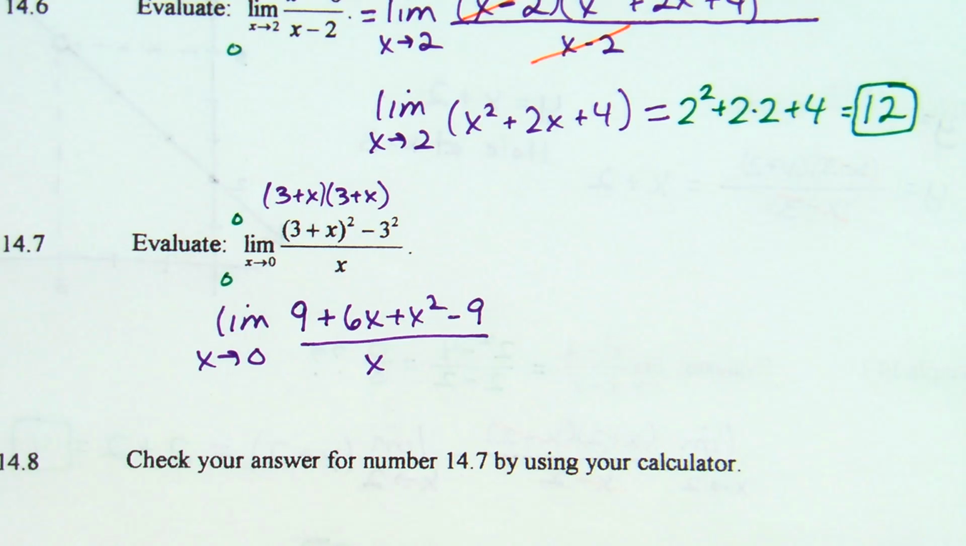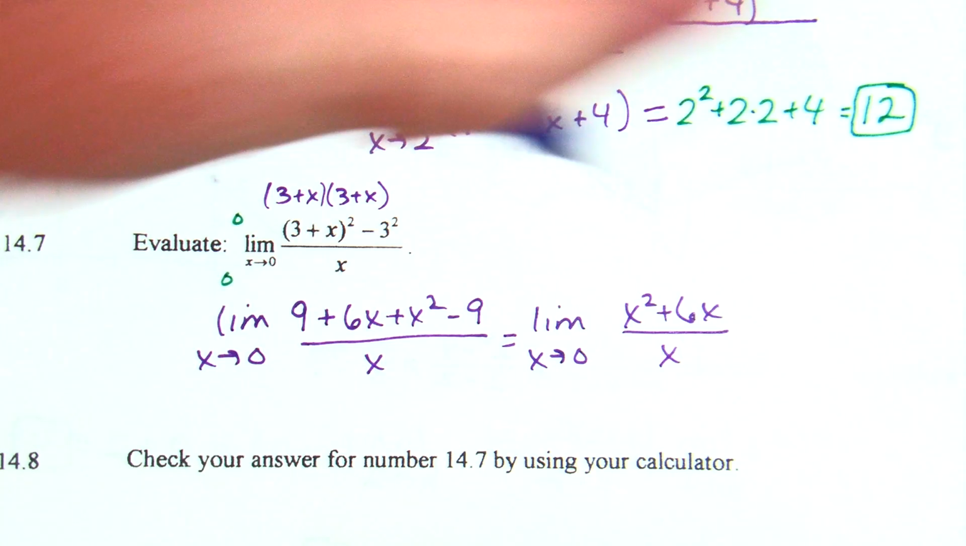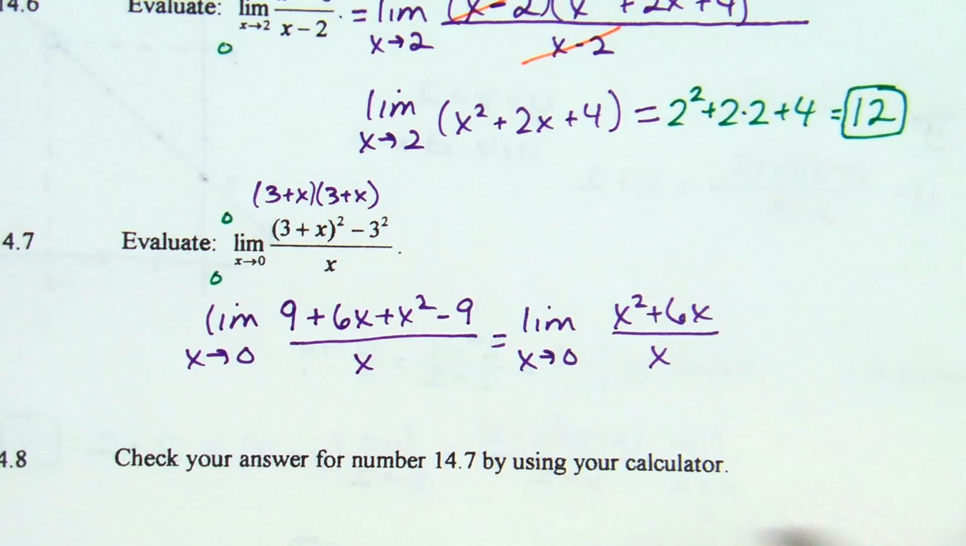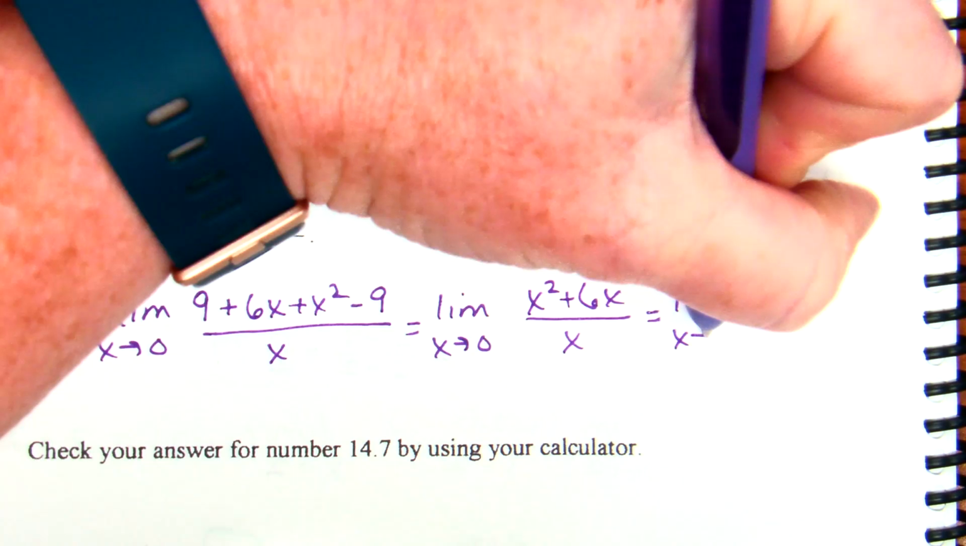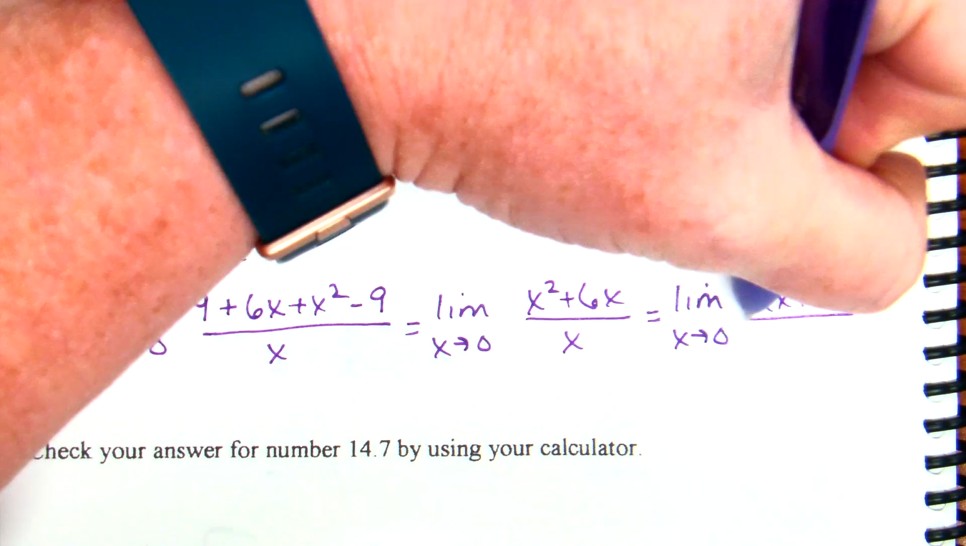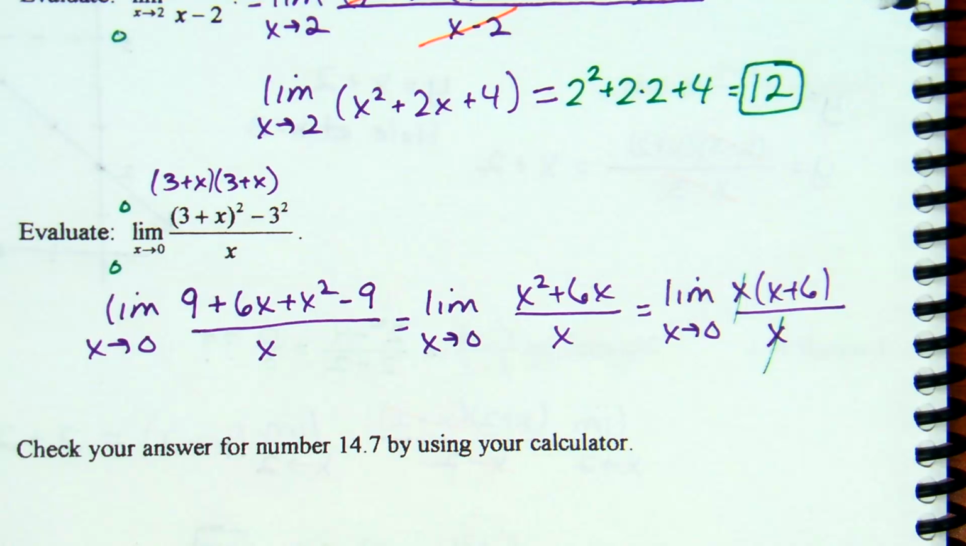When we talk factoring and GCFs, we can factor out the GCF of x, so the limit as x approaches 0 of x times x plus 6 over x. And yes, that does allow an x to cancel. So we have the limit as x approaches 0 of x plus 6. So all that work, and yes, it's 6.